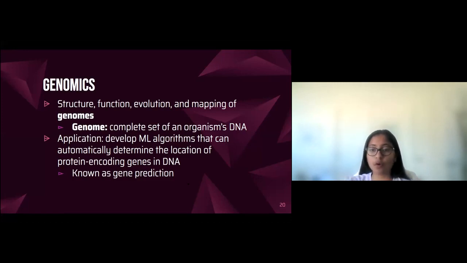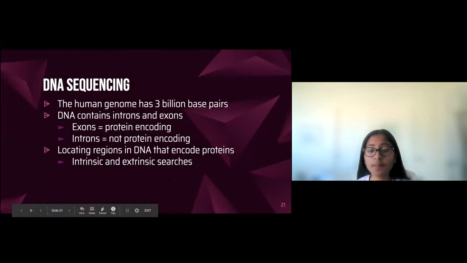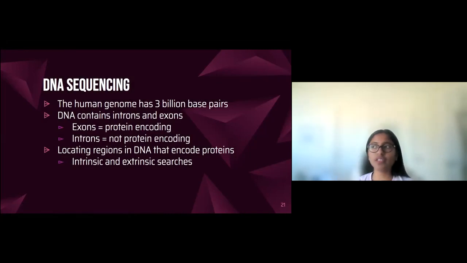So this is a really important field, but it's just so tedious to go through our entire genome and try to find the structure and the function of every single gene and what proteins it produces. And this is called DNA sequencing. So basically we're using AI to try to locate regions in the DNA that encode proteins and not doing it by hand. So basically how this works is DNA contains introns and exons.